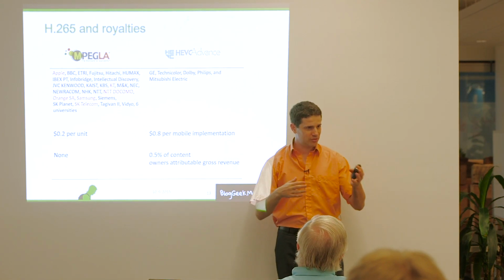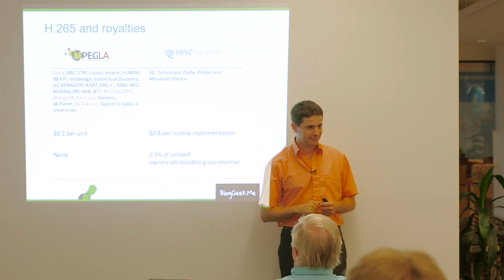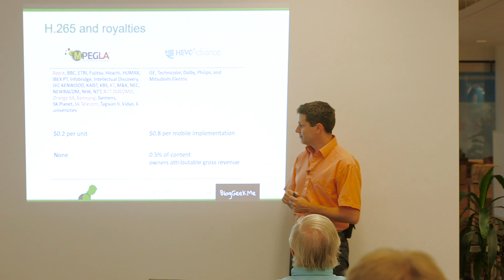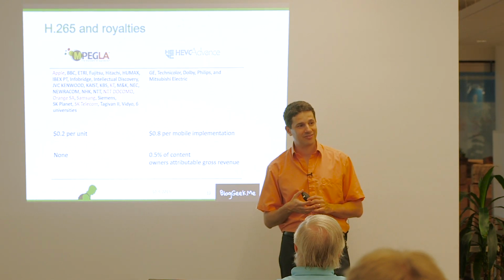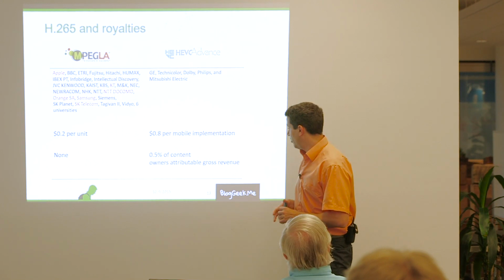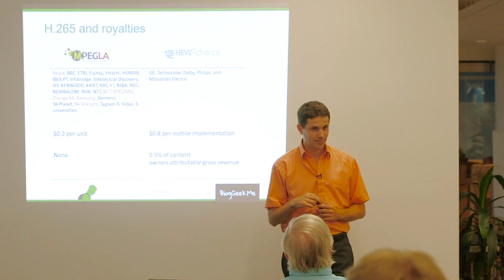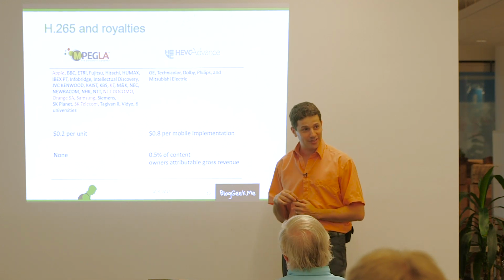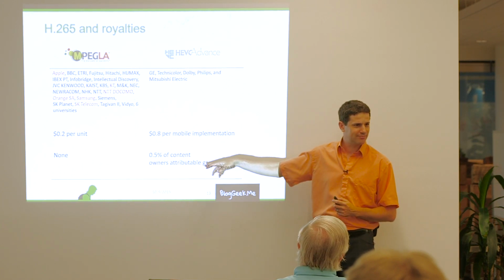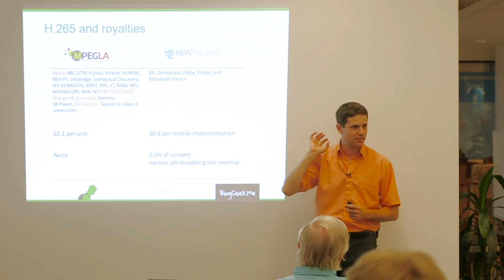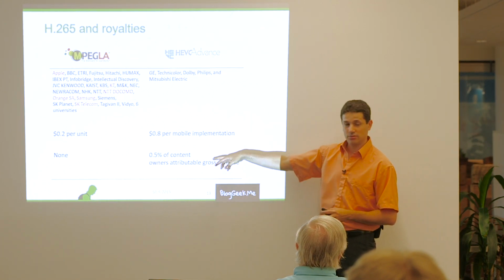different amounts for different types of devices, but if it's a mobile implementation, that's 80 cents per device. And oh, we're going to ask for 0.5% of all the gross revenue that you're going to make from the content. So if you are providing content using H.265, you're going to pay as well. Doesn't matter if you encode or decode, just by streaming it to someone, you need to pay them as well. And that's a real issue.